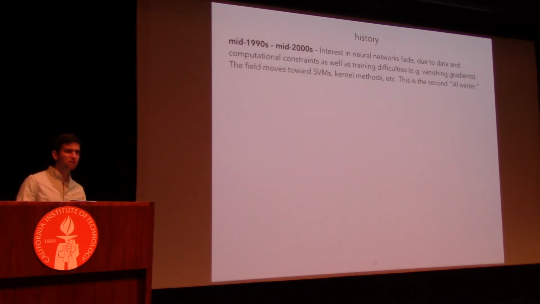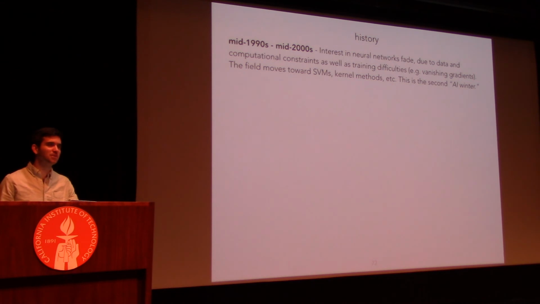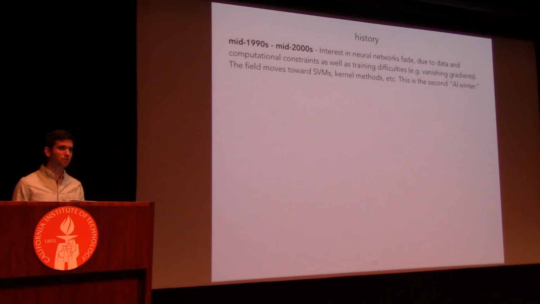But overall, the field collapsed into a general disappointment in neural networks because they just didn't seem to scale, because of the problems I was talking about before with vanishing gradients and the fact that these models are very computationally intensive to train. People tended to move toward support vector machines and kernel methods for training their models. And this is what's called the second AI winter.